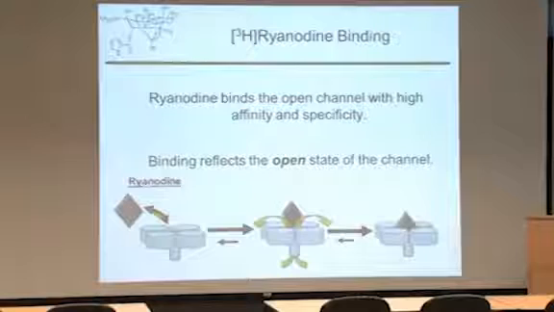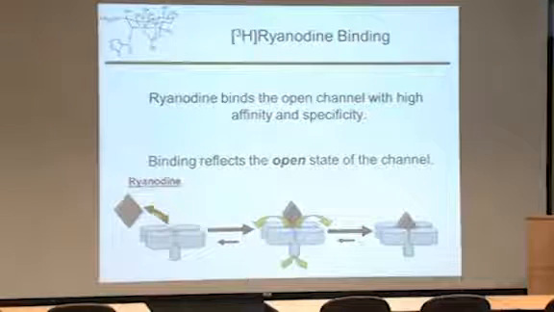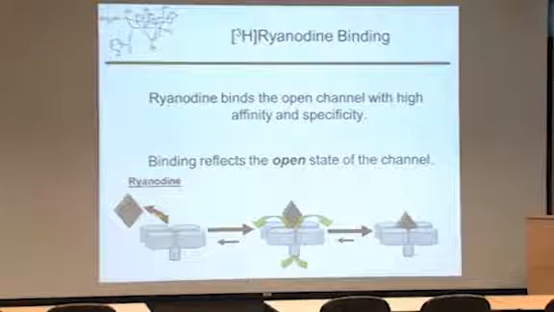So, methods we use, two main ones: a radioligand binding assay using ryanodine. Ryanodine binds to the ryanodine receptor, but it only binds when the channel's open. So if you radiolabel ryanodine, and it's commercially available, that's the structure of ryanodine. You mix radiolabeled ryanodine with sarcoplasmic reticulum, and then you add something you think is going to either turn on or turn off the channel.